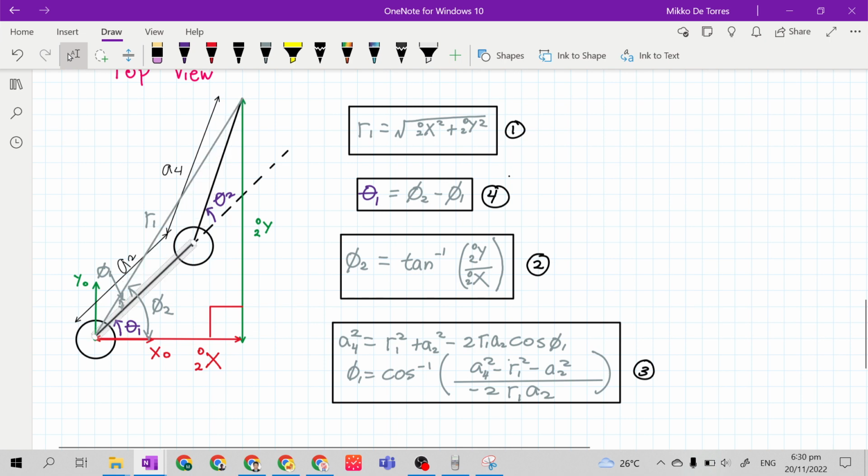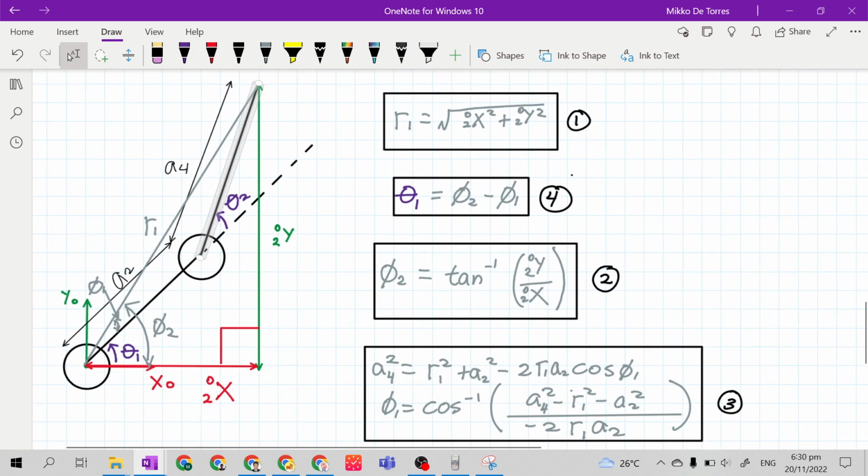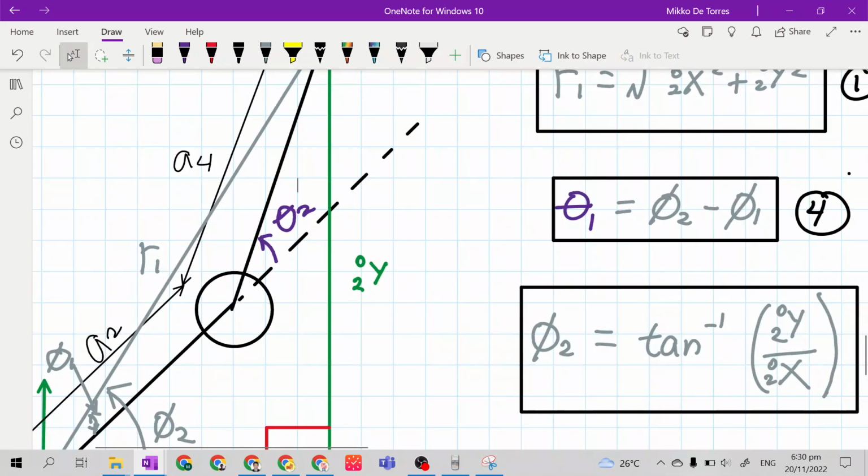So to use this, we will analyze our theta 2. At this side of the triangle, this is the part of theta 2, while the angle outside of it is this. We can name that phi 3. This phi 3 and this theta 2 is equal to 180 degrees.